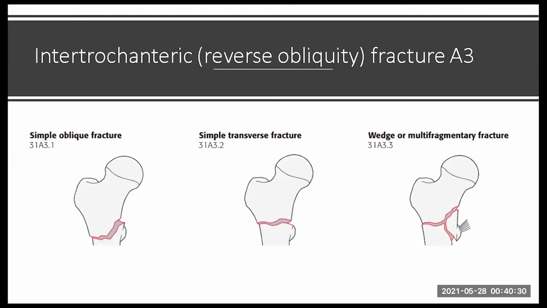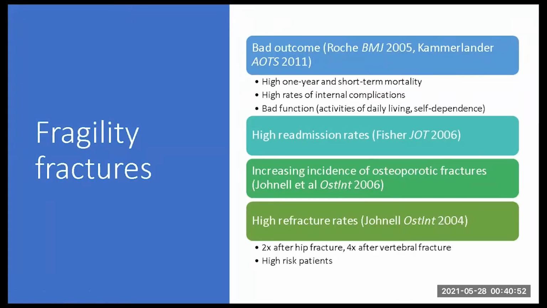The A3, also known as the reverse obliquity, is an intertrochanteric fracture, meaning that it happens between the trochanters. It could be an oblique one, or a simple transverse, or a wedge, or a multi-fragmentary. Now, these fractures are famous for happening in elderly patients, and they're known as fragility fractures if there is osteoporosis, and they usually have a suboptimal or bad outcome.